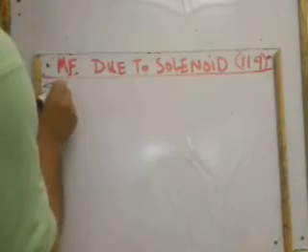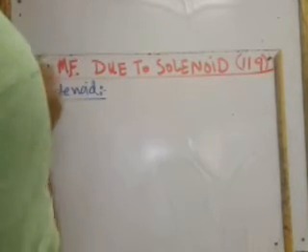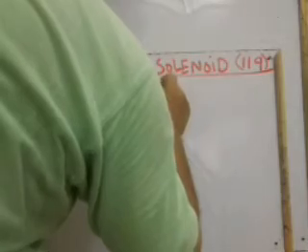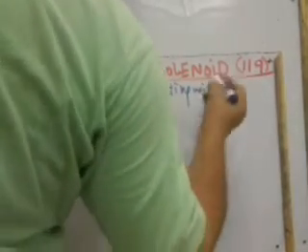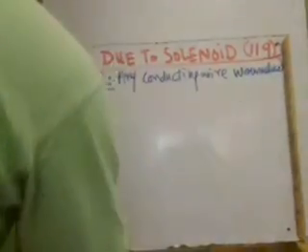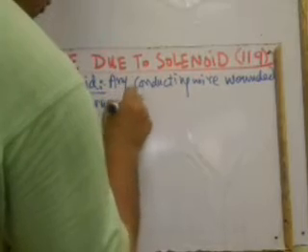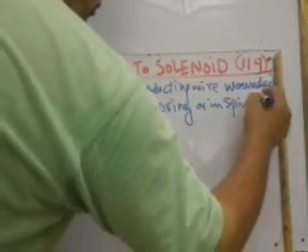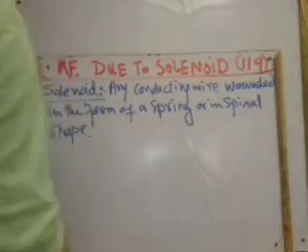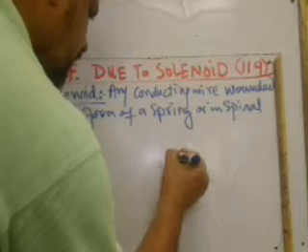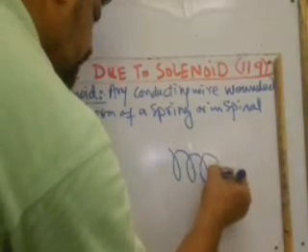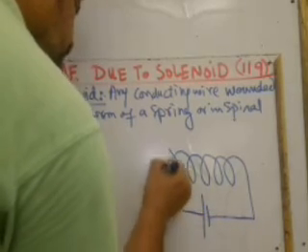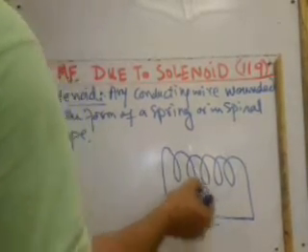What is a solenoid? Any conducting wire wound in the form of a spring or in spiral shape, as shown in the diagram. For example, this is a conducting wire in the form of a spring, with a battery connected to the spring, positive potential, negative. Battery, this is a spring.